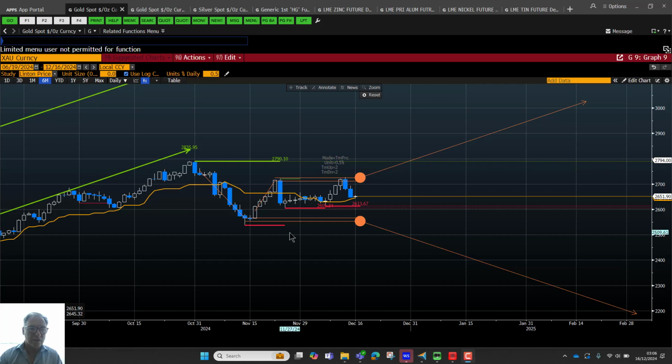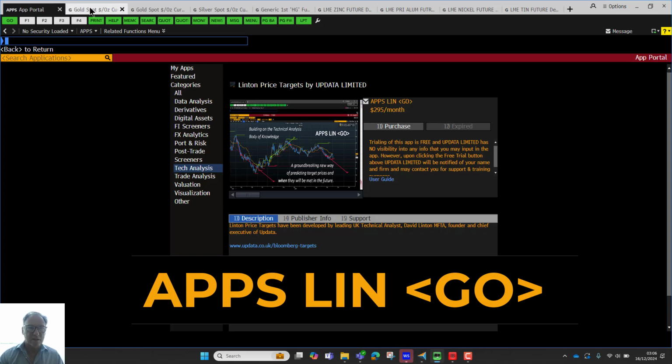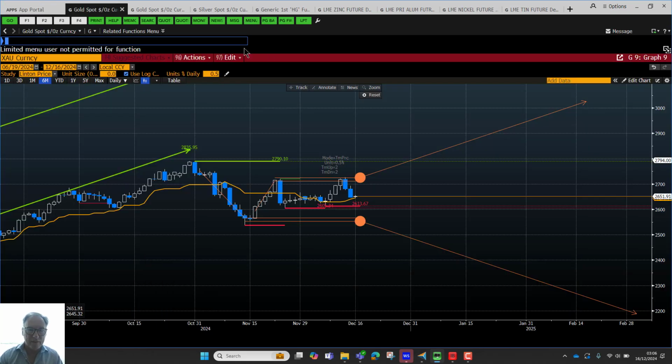This is the daily chart of gold. What's really interesting here, this is the Bloomberg targets, of course. If you want these on your Bloomberg, just type APPS LIN go, and you can then add them to your Bloomberg charts. And here we see with gold, we're in this really interesting sideways mark where if we move above 2720, we activate an upside target to 3,025. If we move below 2550, we activate a downside target to 2200.